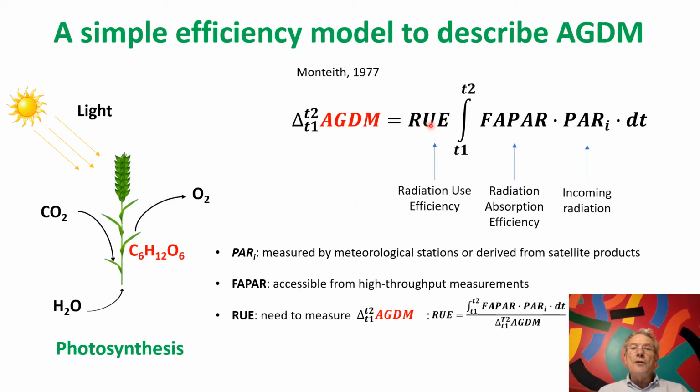One is the radiation use efficiency, RUE, and the other is radiation interception or absorption efficiency, in this case the fraction of absorbed photosynthetically active radiation. So the radiation use efficiency from this simple equation can be measured by computing the ratio between the total amount of biomass divided by the total amount of radiation absorbed by the canopy.